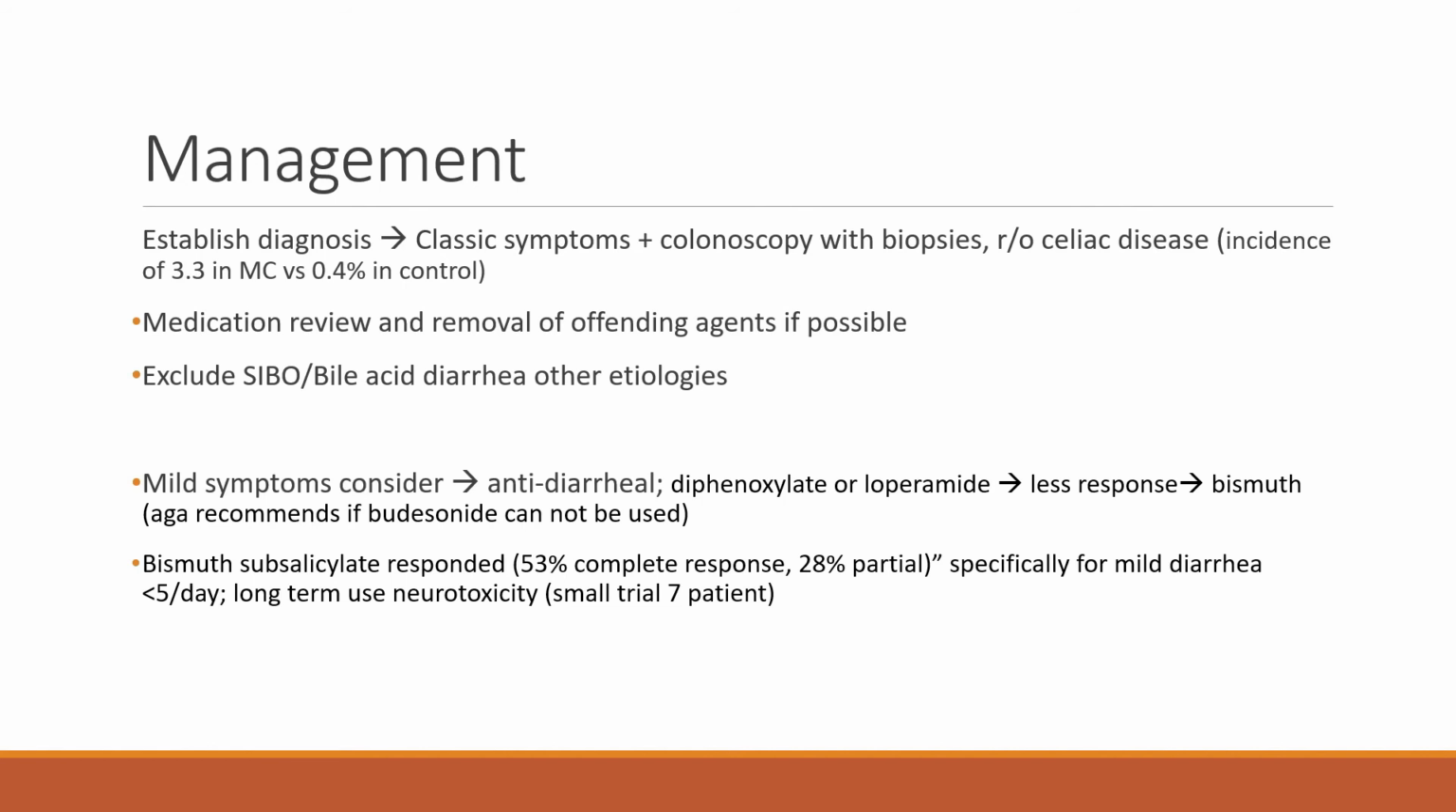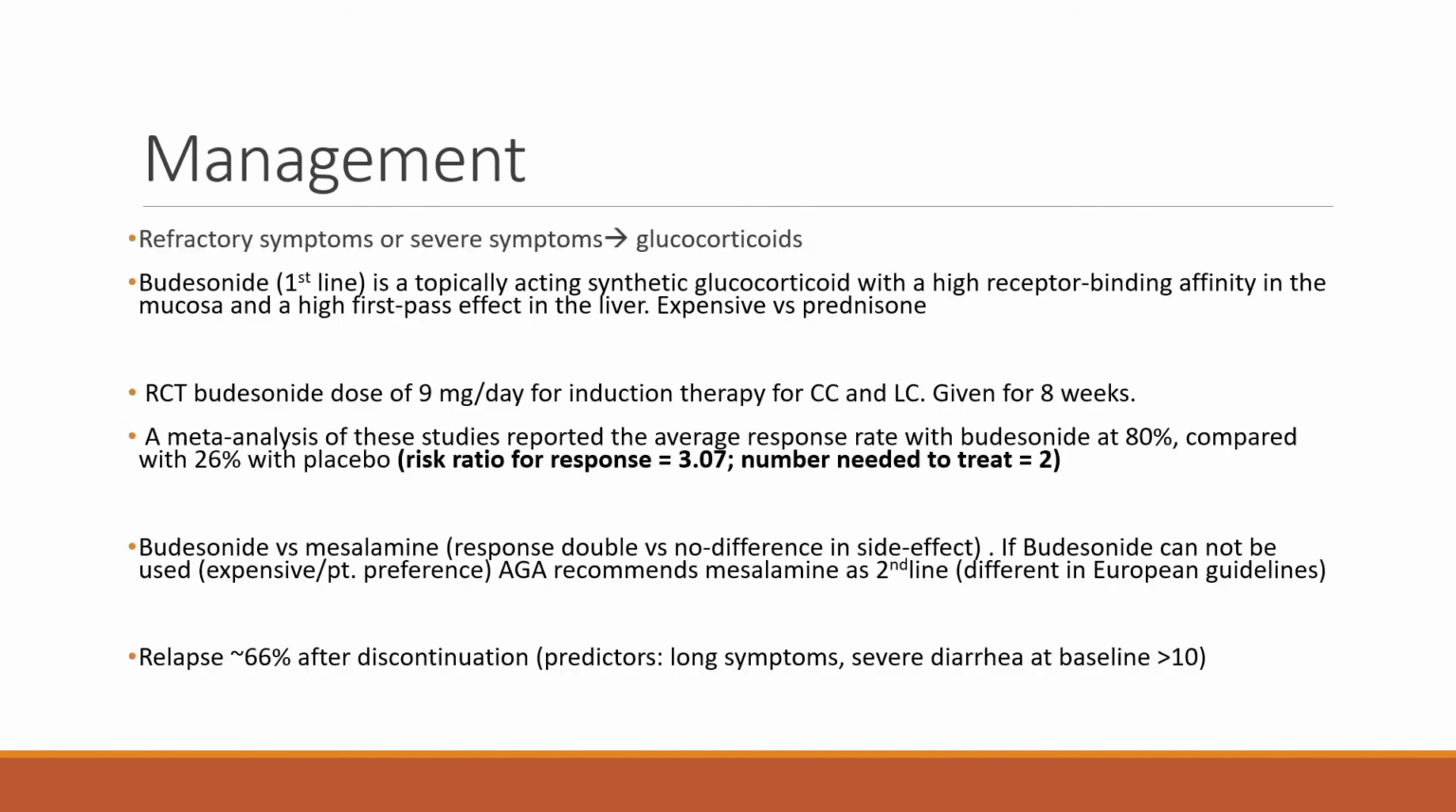The only problem with bismuth is that sometimes, with more than 1 year of use, because these patients have chronic symptoms, it can cause neurotoxicity. The data for bismuth is only from 2 to 3 studies, and the largest study has 7 to 10 patients. So again, this is very limited evidence, and that's what the guidelines also say. If the symptoms are refractory or the patient has severe symptoms, then I think budesonide is the first line.